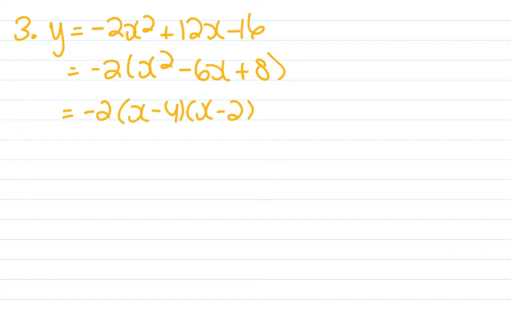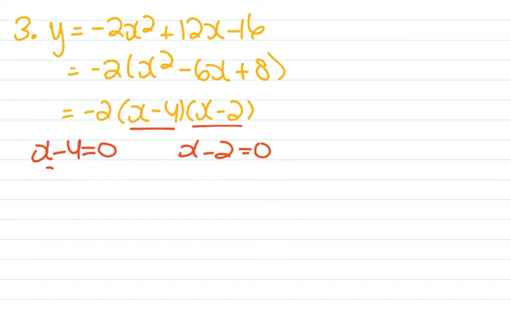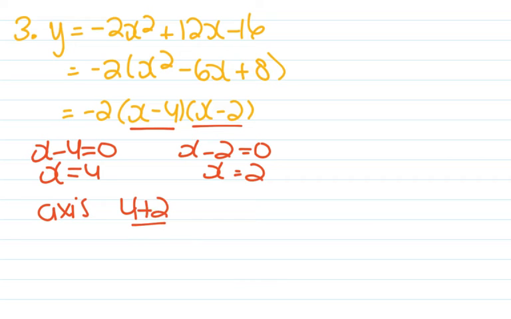Now I can find the zeros, find the axis of symmetry, plug that back in to find the rest of the vertex, and then put that into vertex form. So my zeros, I'll set each bracket equal to 0. x minus 4 equals 0, x minus 2 equals 0. So x equals 4 and x equals 2. My axis of symmetry is 4 plus 2 divided by 2 equals 6 over 2 equals 3.